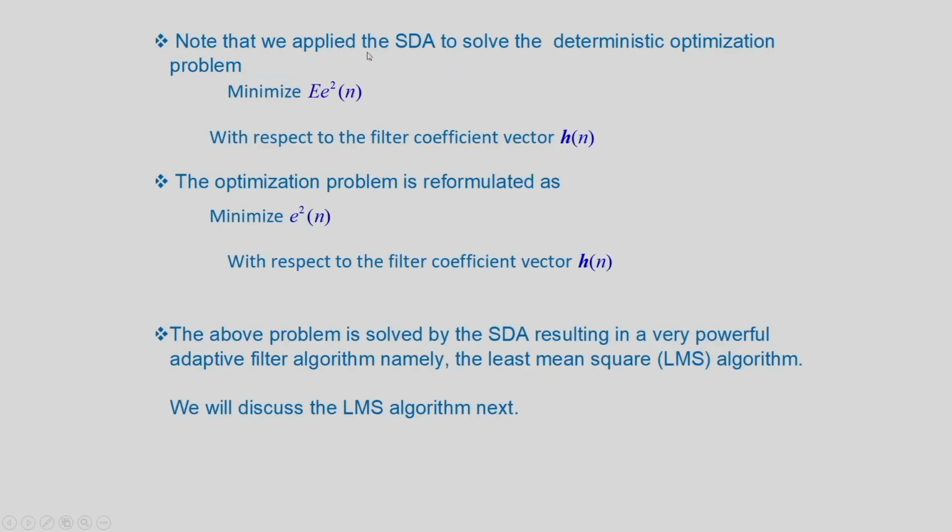Note that we applied the SDA to solve a deterministic optimization problem, that is minimize E of e square n with respect to the filter coefficient vector hn. The optimization problem is reformulated as: instead of E of e square n, we write e square n, with respect to the filter coefficient vector hn. The above problem is solved by the SDA, resulting in a powerful adaptive filter algorithm, namely the least mean square, LMS algorithm. We will discuss the LMS algorithm next. Thank you.